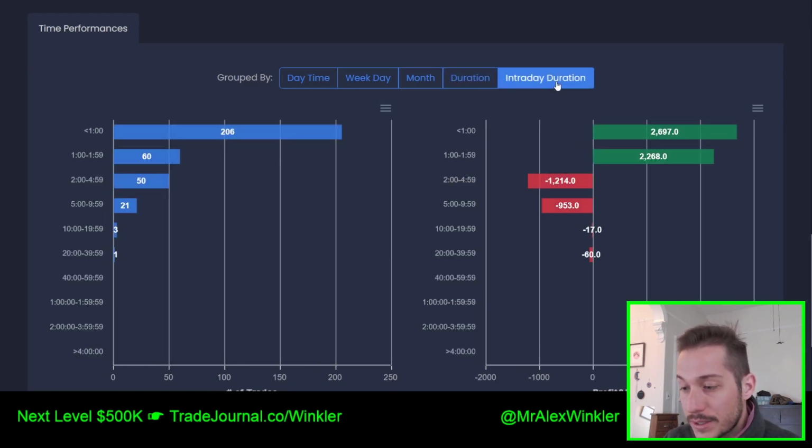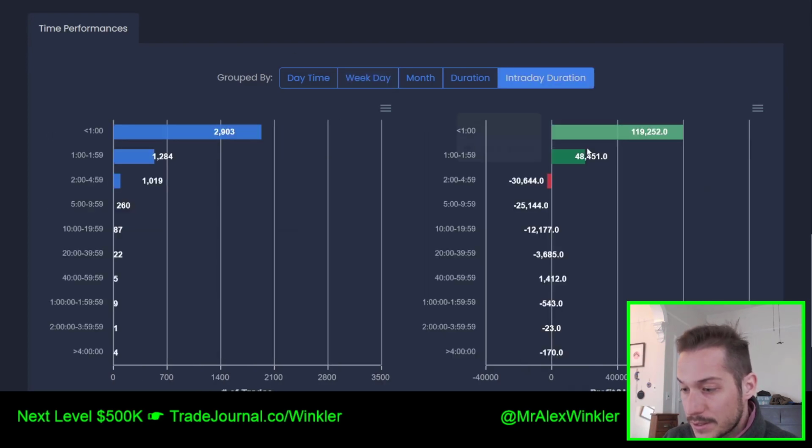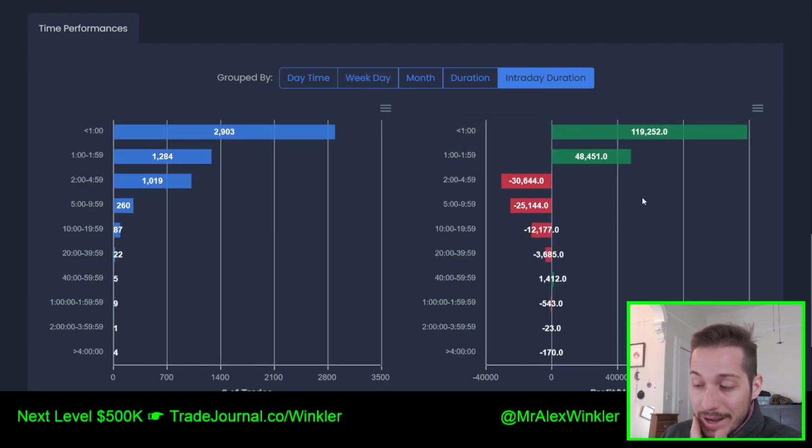And then intraday duration, how long do I hold tickers or hold my position? Less than a minute is my most profit, and then everything under 2 minutes is my second most, and everything over 2 minutes I just kind of lose on. So that's always a really interesting statistic. Let's look at that in general. And actually, that trend maintains itself.